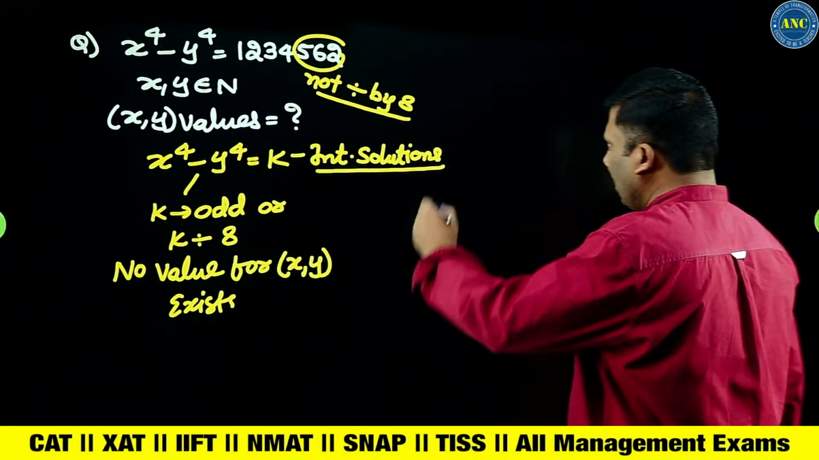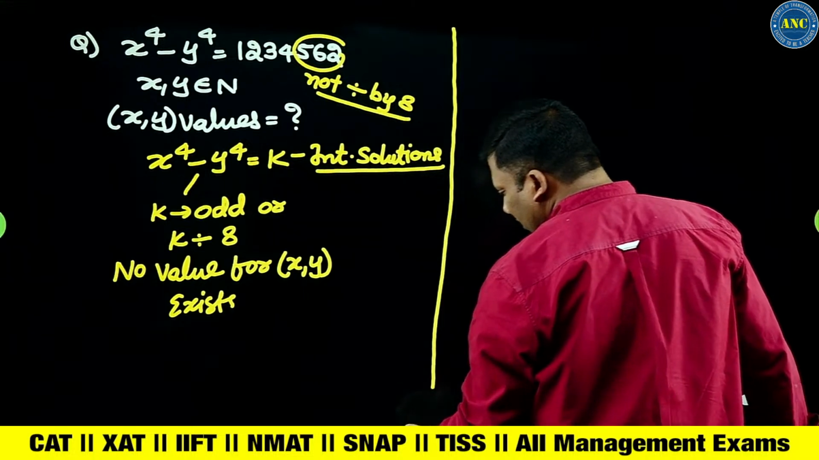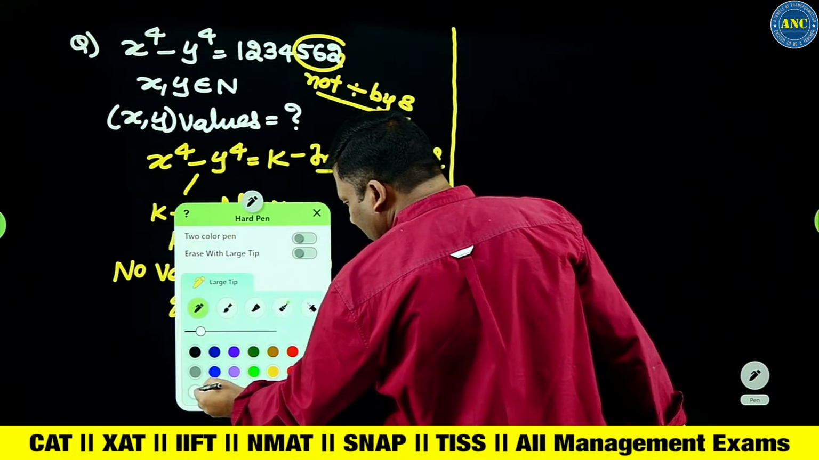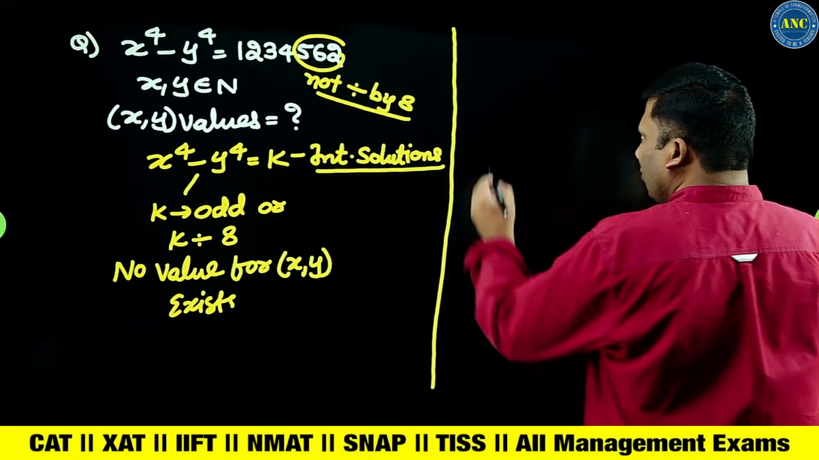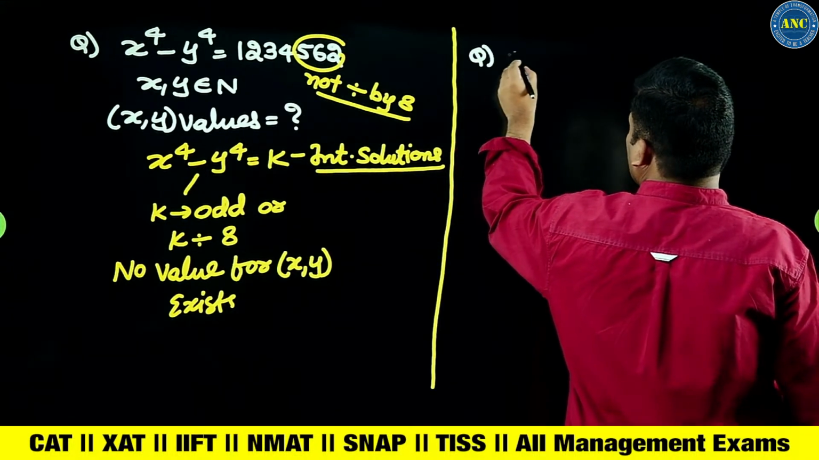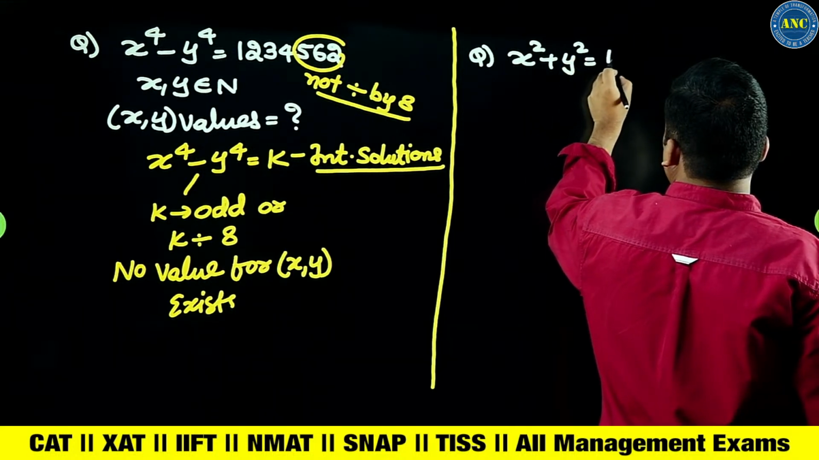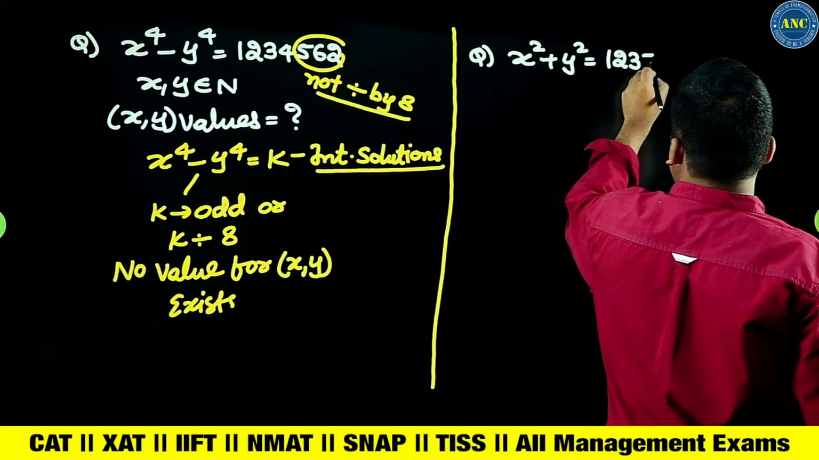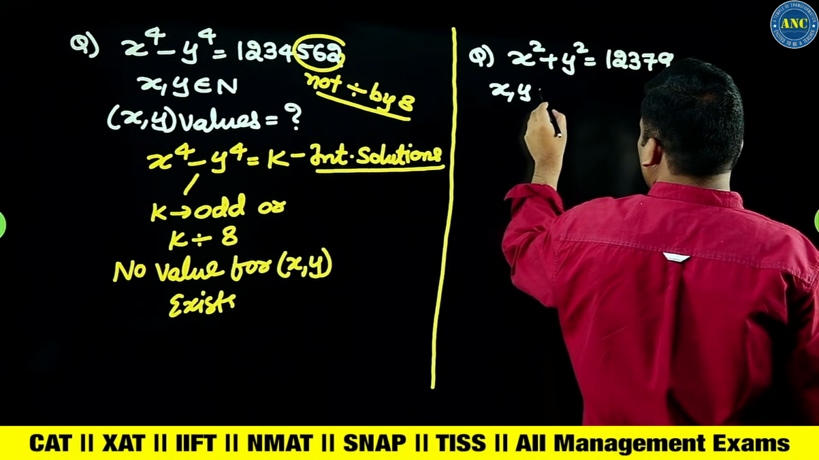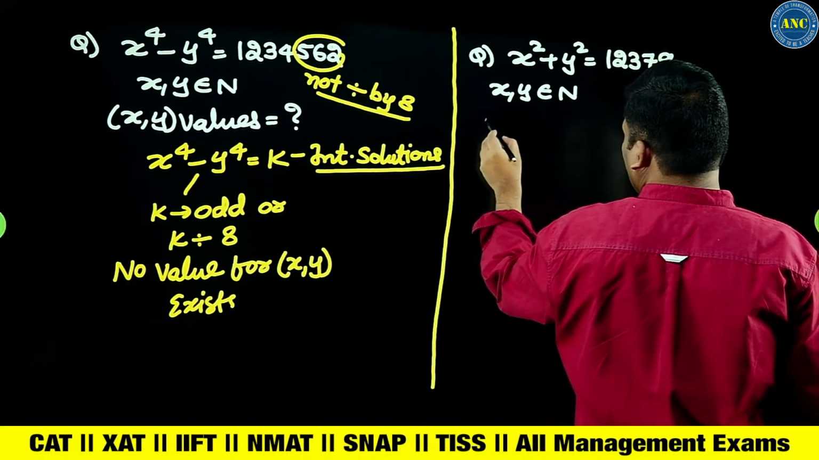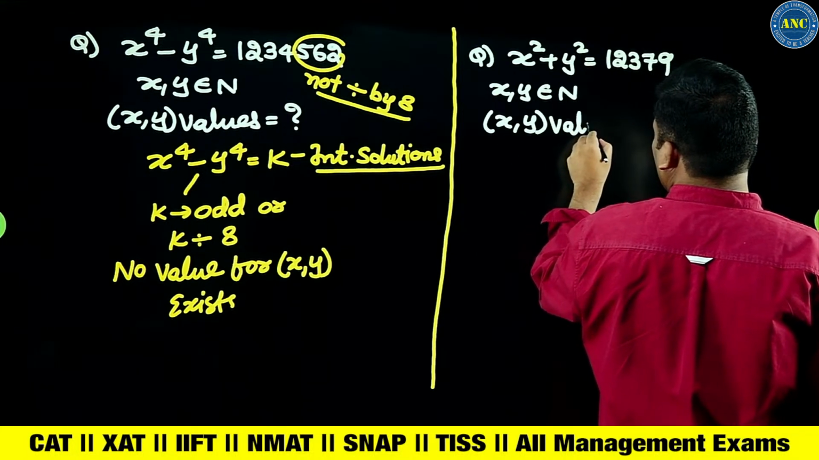I hope the concept is very much clear to you. Concept clear? Next one, another model. x square plus y square is equivalent to 1, 2, 3, 7, 9. How many values will x, y take if it is a natural number?